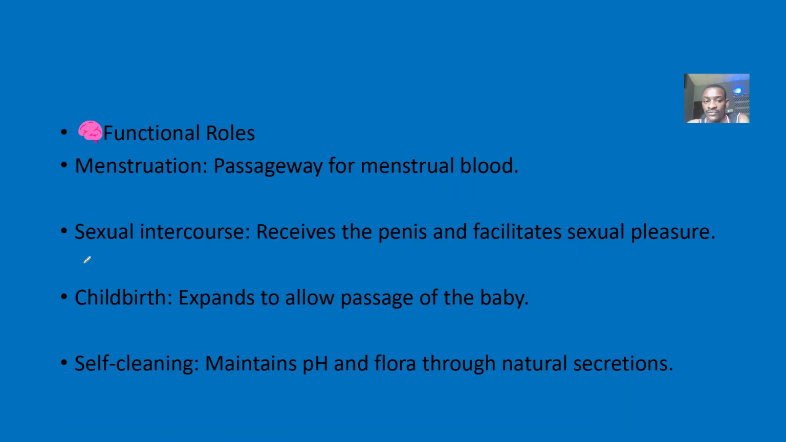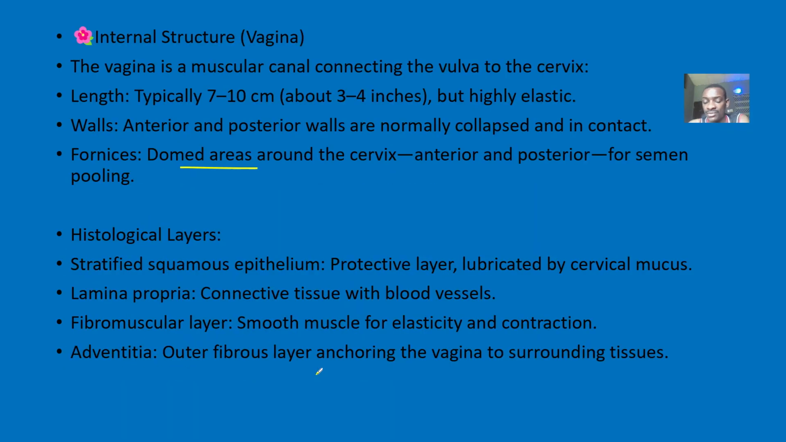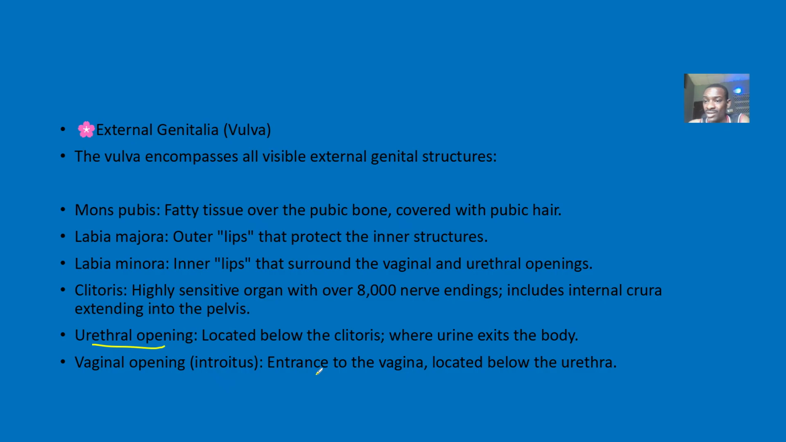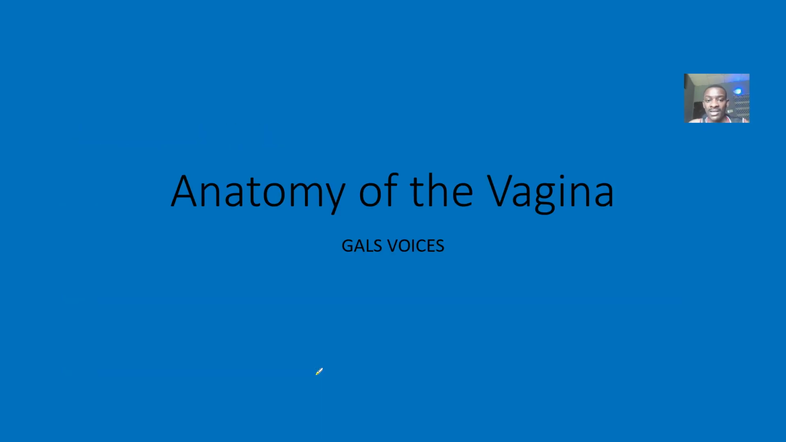For functional roles, it's a passageway for menstruation, for sexual intercourse, and for childbirth, it's a passageway for the baby too. It is self-cleaning, so it maintains a pH and normal bacteria are usually there, through natural secretions. But you can still clean it with some feminine wash and all of that. So that's it for the overview of the anatomy of the vagina.